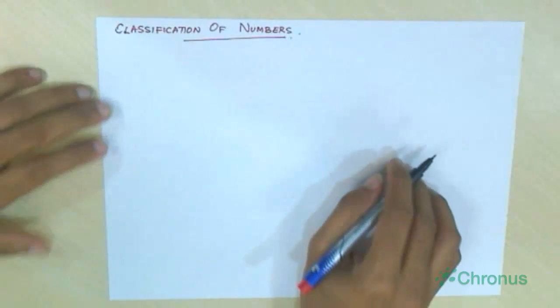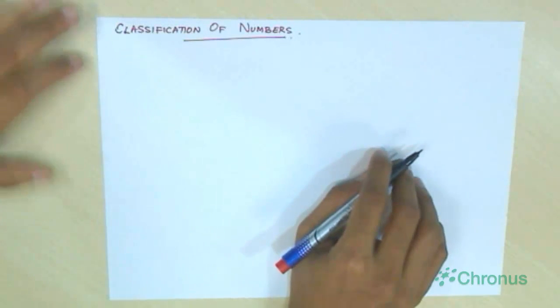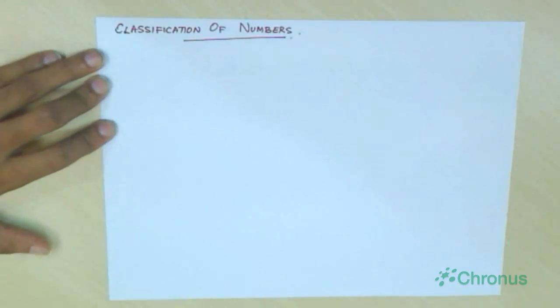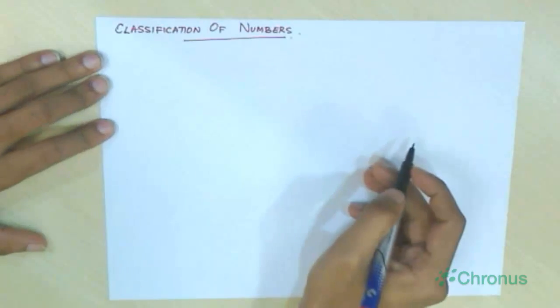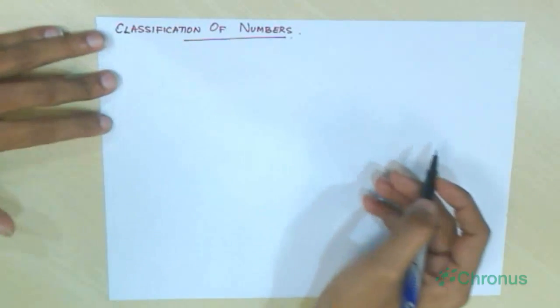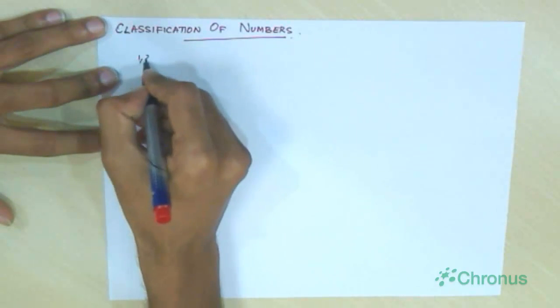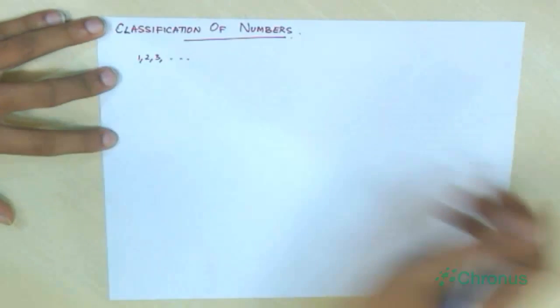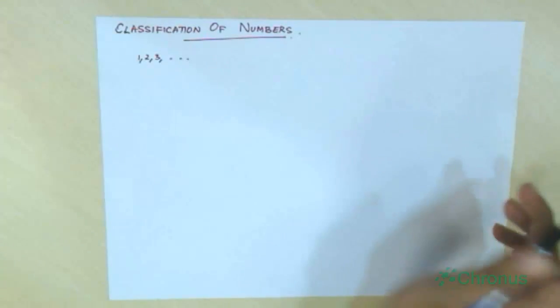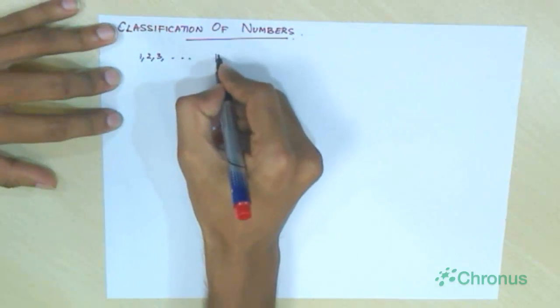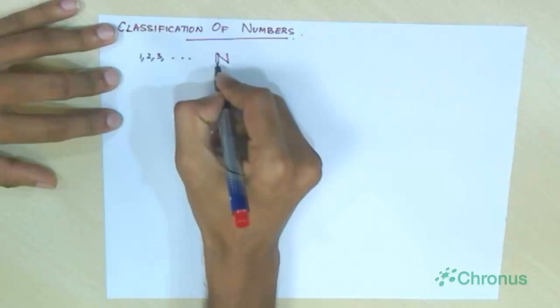Classification of numbers. Numbers can be broadly classified into various groups. Let's start with the numbers which we use the most, the counting numbers. The numbers 1, 2, 3, so on. You see, how many apples do we have? 5 apples. The numbers we use to count are called natural numbers, represented by the symbol N.